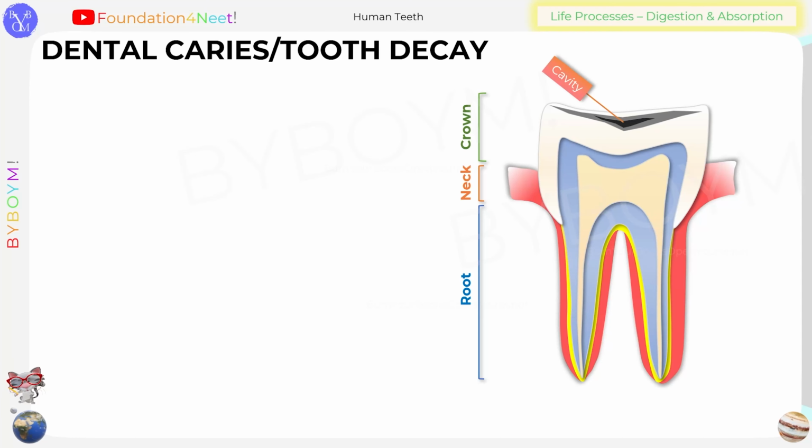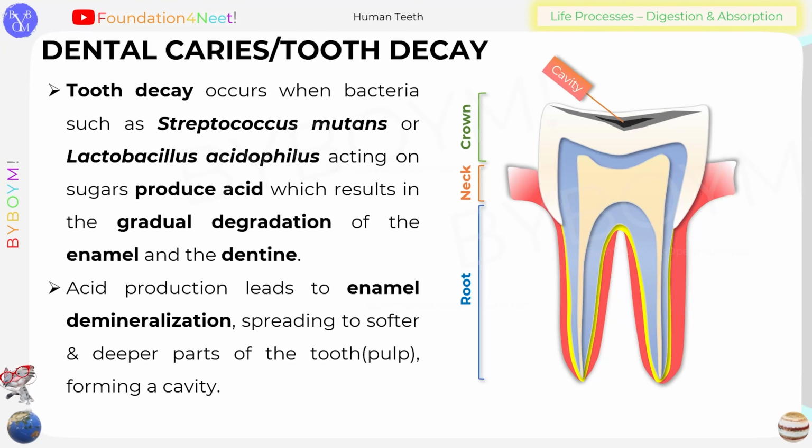You would remember that there are nerve bundles present in the pulp. So when this cavity would reach the pulp, you will feel sensations, and that is how you get to know that you have formed a cavity. So acid production leads to demineralization of the enamel, and it spreads to softer and deeper parts of the tooth, forming a cavity. So this is all about dental caries or tooth decay, and you would see why it is so necessary for you to brush your teeth. If you do not brush your teeth, dental cavity would form, and slowly it will eat up all your teeth.